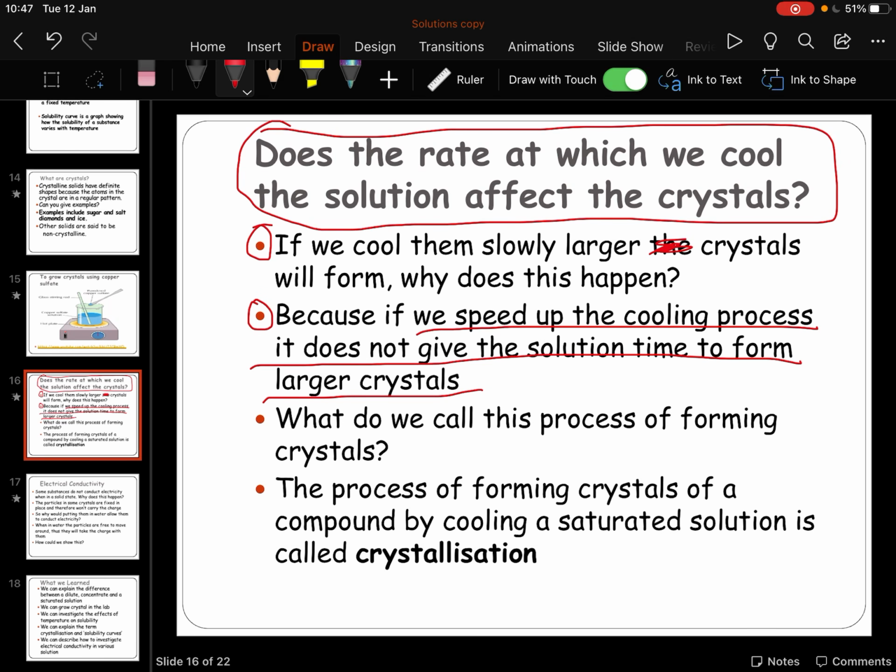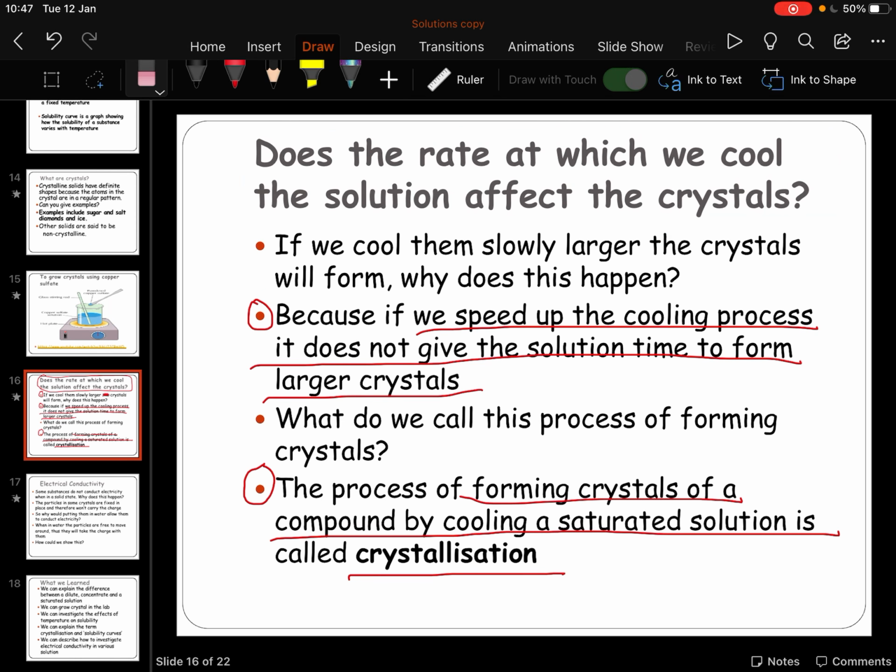Okay. Ignore the next point, but take down the last one here. The process of forming crystals of a compound by cooling a saturated solution is crystallization. All right? So forming crystals by cooling down a saturated solution is crystallization. That's what crystallization is. We cool down a saturated solution. And that's it.